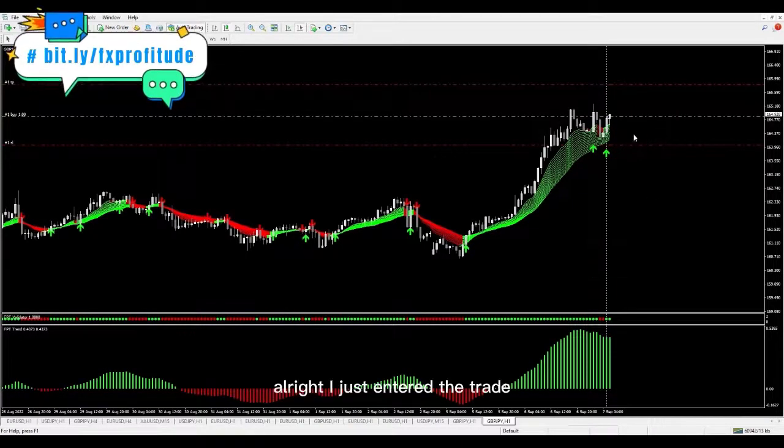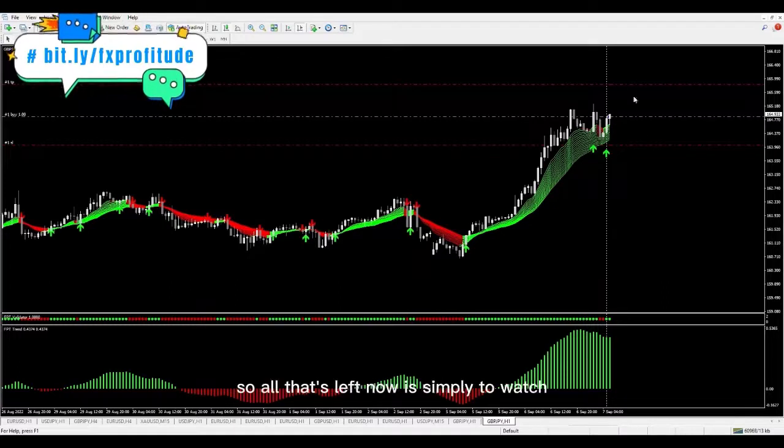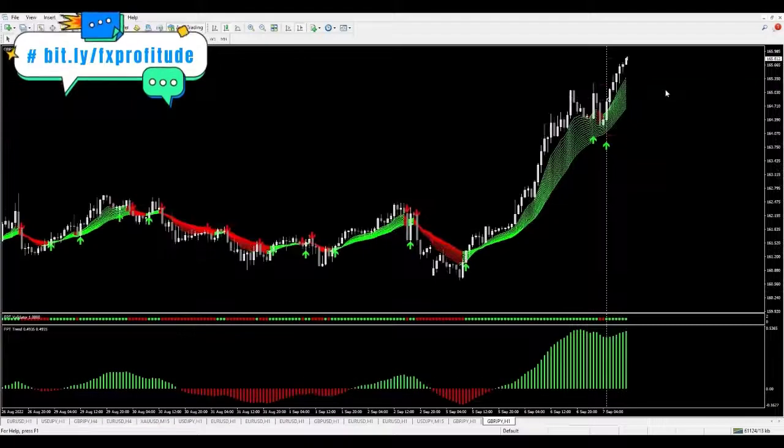All right, I just entered the trade and we got the green arrow under the candle. The dot and the trend indicator are green. The target was placed, the stop loss is placed. So all that's left now is simply to watch and see how this trade plays out.